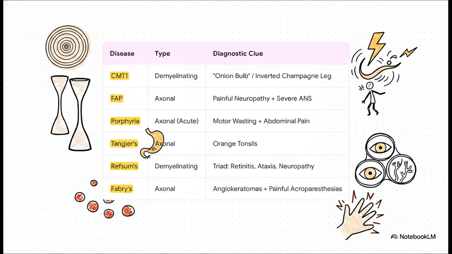Got it. For porphyria, our acute axonal one, it's that rapid motor wasting combined with things like abdominal pain. Tangier's, axonal, that's the easiest one of all, orange tonsils. Done. Refsum's, our other demyelinating condition, that's the triad, retinitis pigmentosa, ataxia, and neuropathy. And finally, Fabry's, another axonal one. You see those angiokeratomas and hear about the awful burning pain, the acroparesthesias, you're there.